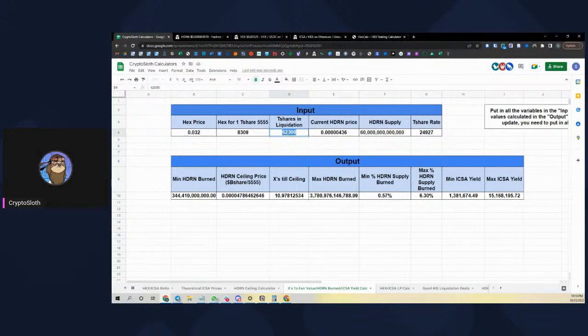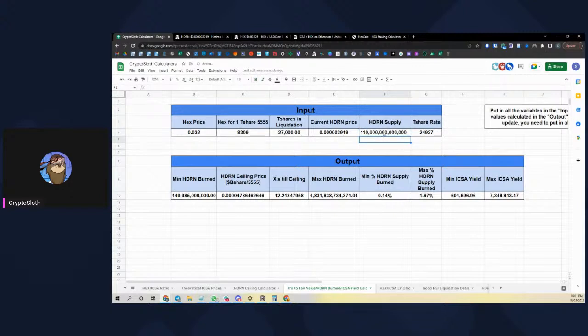Let's say you just wanted to do it for a single day, like day 1, which I'm pretty sure is like 27,000 off the top of my head. Then it would calculate it for that. You do the current Hedron price, which actually we're a bit lower, we're at about 39.19. And then you do the Hedron supply, which is 110 trillion.